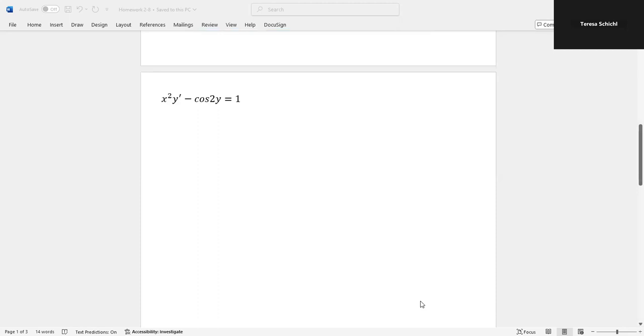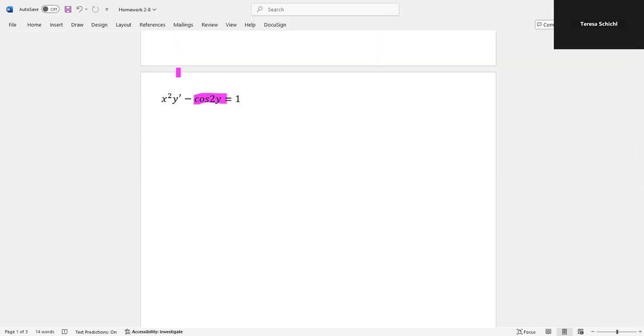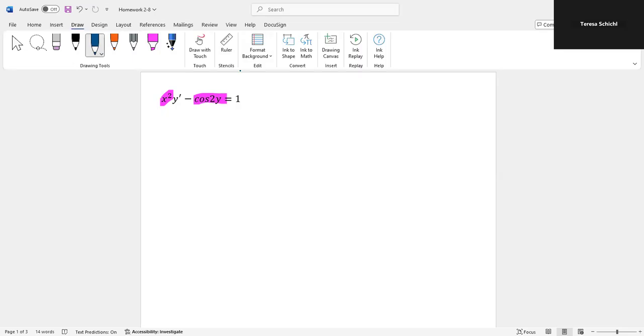So in this problem, we have this cosine 2y here. So we know this is not linear. But if you look again, the good observation is that they have all the y in one term and all the x in another term. I said this is a very good observation because then this will be a good candidate for separation of variables. So let's take a look here.